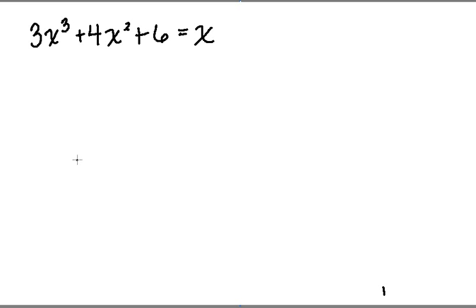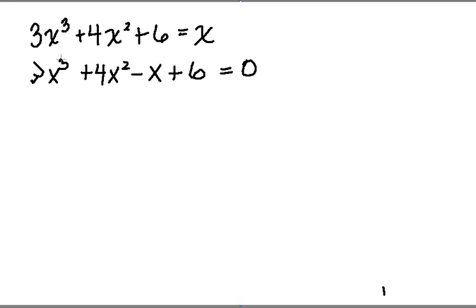Hi, in this video we're going to do another example where we solve a polynomial for both its real and complex solutions. So again, I've got my polynomial here. My first step is always to get it equal to 0. The way I'm going to do that in this example is to subtract x from both sides. So I get 3x cubed plus 4x squared minus x plus 6 equals 0.